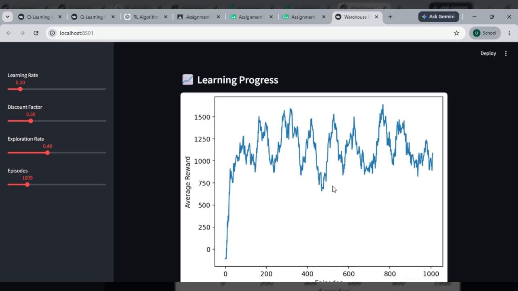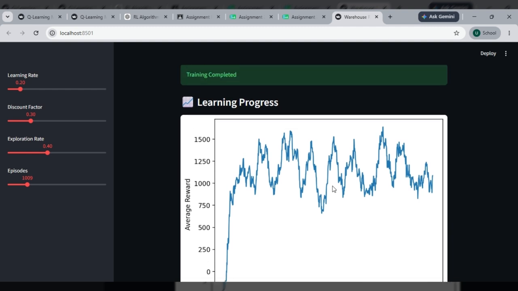Q-learning algorithm. The Q-learning update equation is: Q(s,a) = Q(s,a) + alpha [R + gamma max Q(s',a') - Q(s,a)]. Here Q(s,a) represents the current knowledge, alpha is the learning rate, gamma is the discount factor, R is the reward received, s is the current state and s' is the next state.